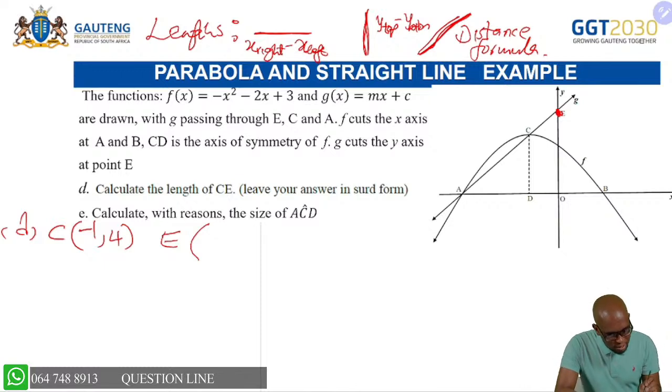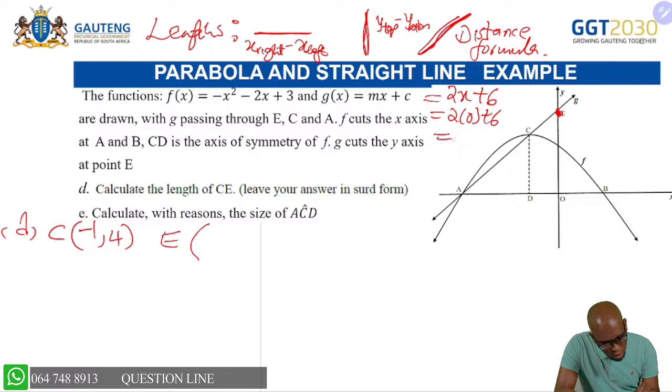Now, if you check, point E is on the y-axis, so it's the y-intercept of the straight line. Remember the equation of the straight line, we got it as 2x plus 6. What is the y-intercept? It is when x is 0. So we have that y would be equal to 6. So here, x is 0, y is 6. So the coordinates of E are (0, 6).